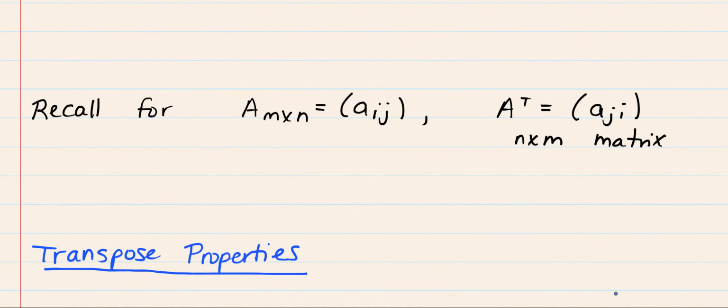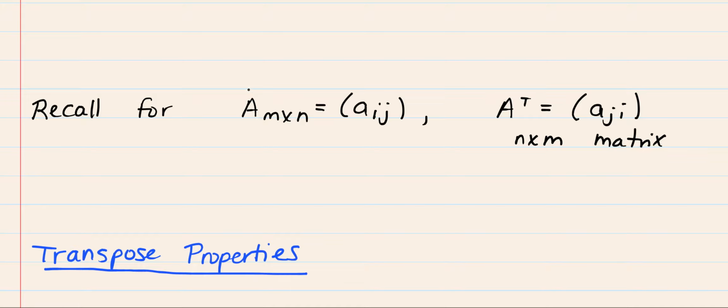All right, we're going to have some properties of the transpose. So let's recall what it means for a matrix to have a transpose. Every matrix has a transpose. If you have an m by n matrix, the matrix given by lowercase a_ij, the transpose is just putting in the ij-th entry the ji-th entry. And this is an n by m matrix.